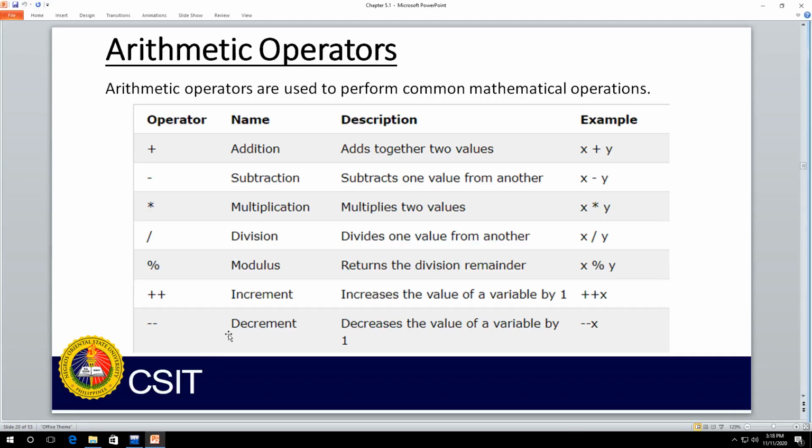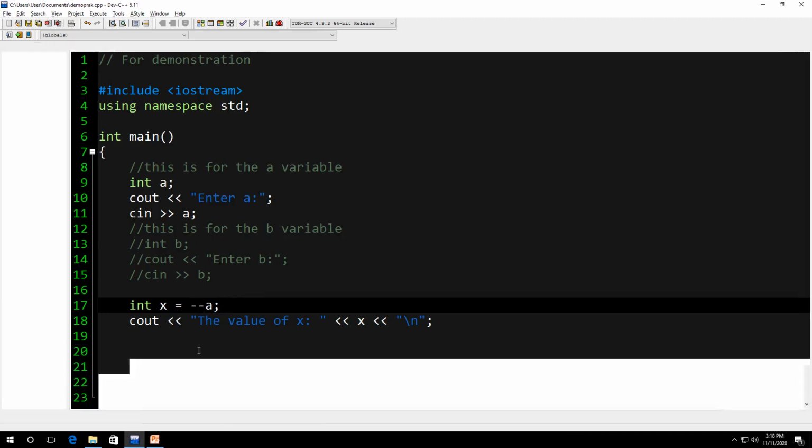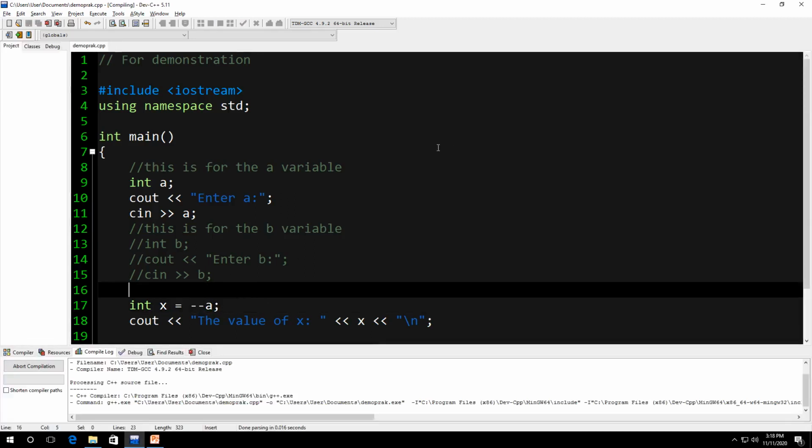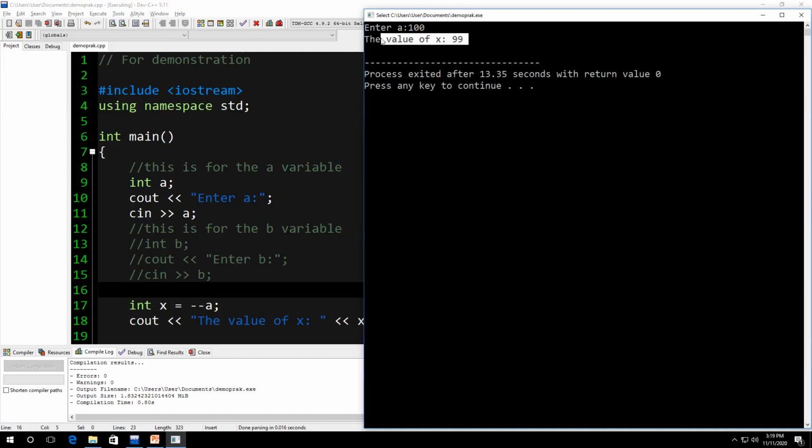And how about the decrement, meaning it decreases the value of a variable by 1. So let's try decrement. So this is a decrement sign, a double dash, and then the variable. So let's try it. So if we enter a number, let's say 100, it should give you 99, like this one.